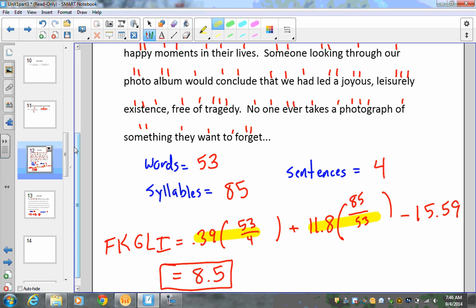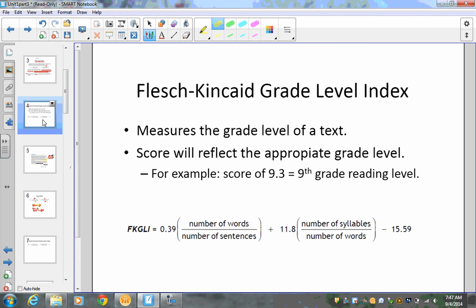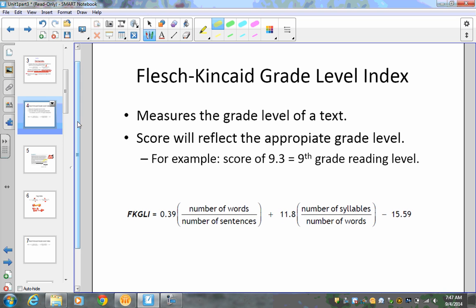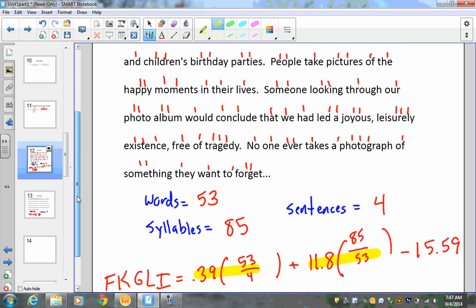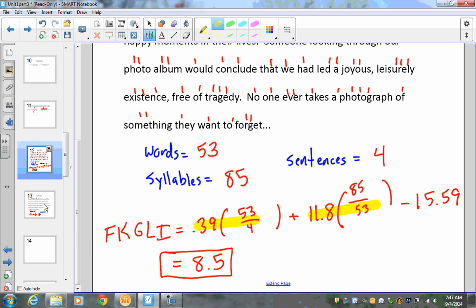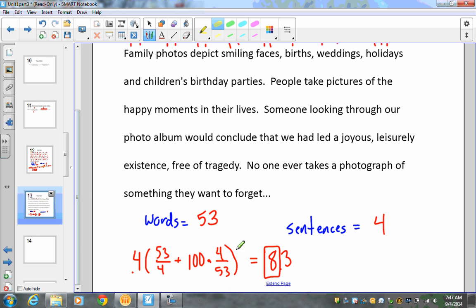Now that goes back into what we learned about the other one, the Flesch-Kincaid, and I don't think I showed this slide, so I apologize, it's early in the morning, and this video is kind of all over the place. But for an example, a score of 9.3 represents a 9th grade reading level. Based upon what we have done with this one text here, using the Kincaid one, we get 8.5. But let me go back to the other one with the Fog Index, we got 8.3. So either way, we're talking about an 8th grade reading level. And that's how you figure it out using those two formulas.